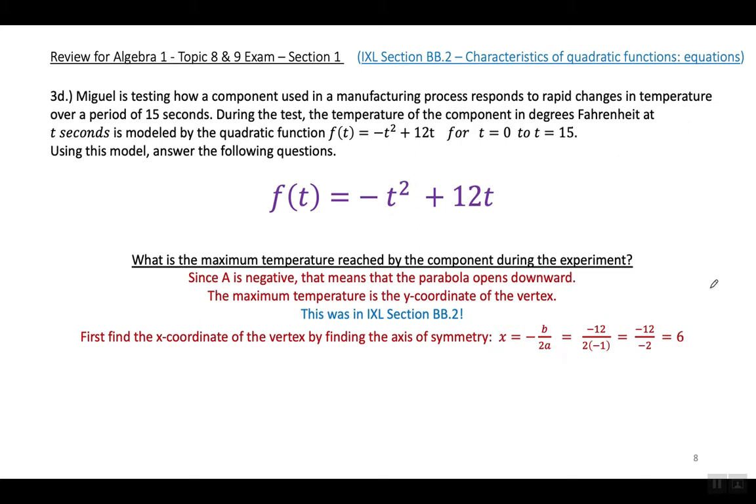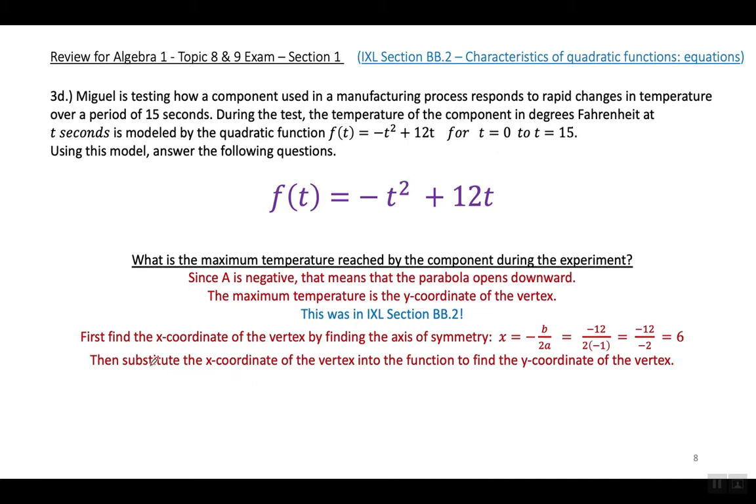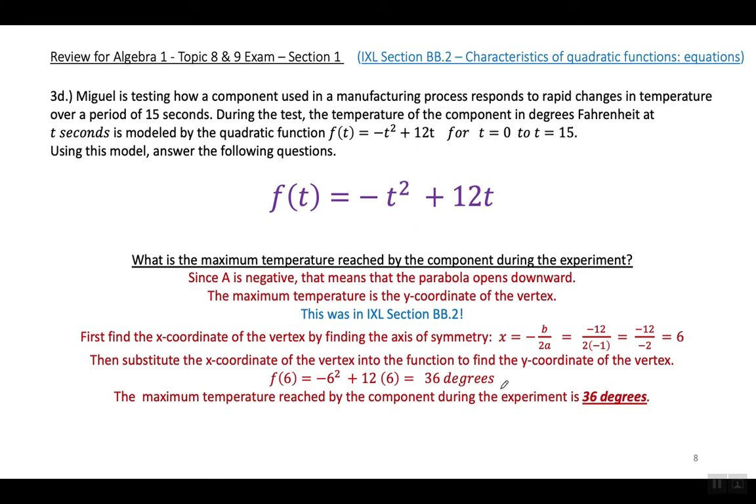All right, so the x coordinate of the vertex is 6, but we're not done. Now we need to plug in that x coordinate of the vertex into this function, and the answer that it gives us will be the y coordinate of the vertex, which is what we're looking for. Okay, so like I wrote here, substitute the x coordinate of the vertex into the function to find the y coordinate of the vertex. So we substitute 6 into the function, and that gives us an answer of 36 degrees. That 36 degrees is the y coordinate of the vertex. So that means that the maximum temperature reached by the component during the experiment is 36 degrees.